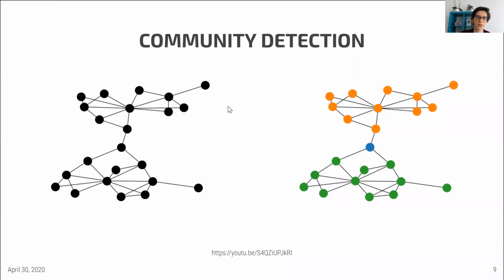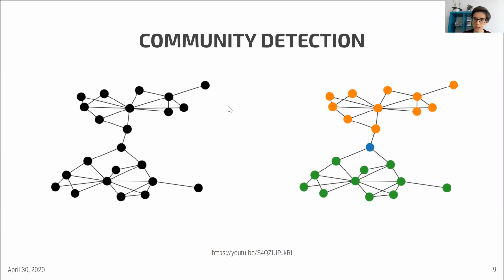So let's say that we have the raw network, the black one, and we want to find the communities. What we do is we run a community detection algorithm, and what we would like to get as a result is the colored graph that you can see here, where different colors represent the different communities. So we have two departments, with a CEO, I guess, in the middle.